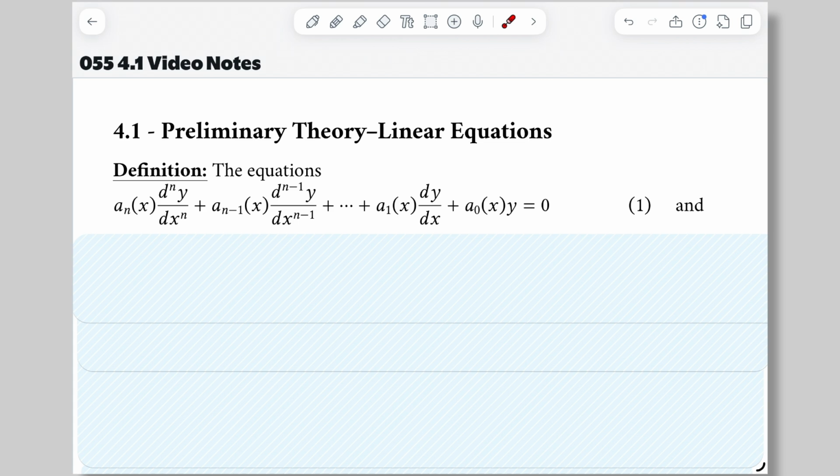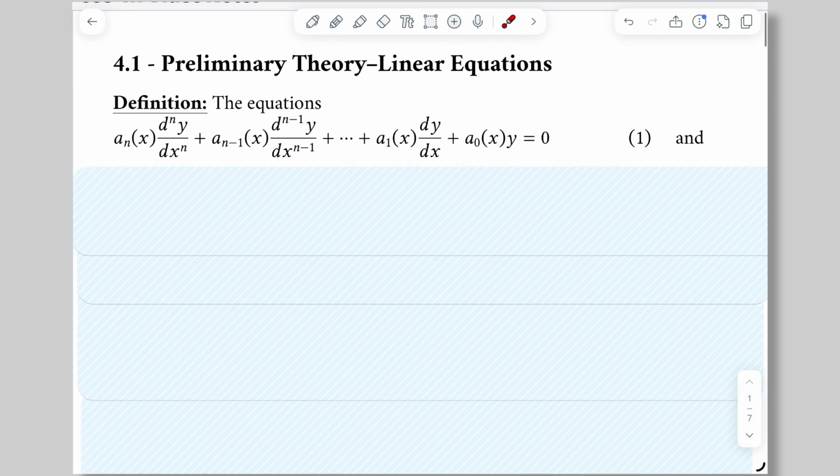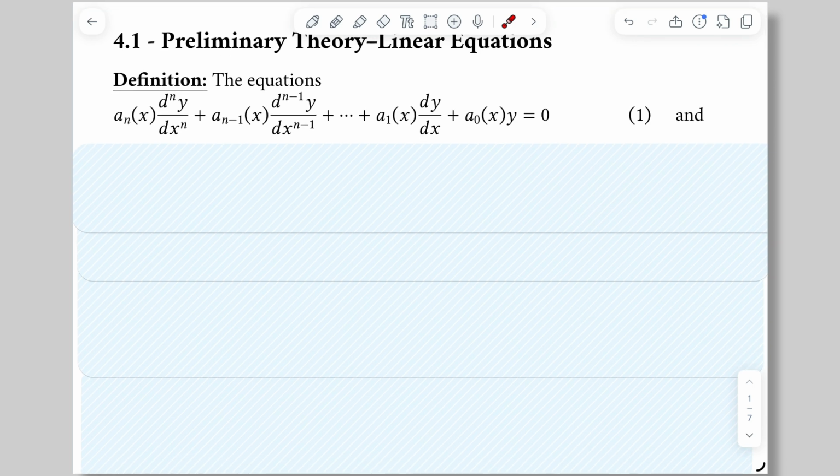This set of videos starts our look at higher order differential equations. We have here an nth order differential equation. For the first term, the coefficient function is a sub n of x, and the derivative is d^n y dx^n, the nth derivative of y. Reading this would be a bit tedious, but I'll say we have a sub n of x times the nth derivative of y, and so on until we have a sub 0 of x times y is equal to 0.